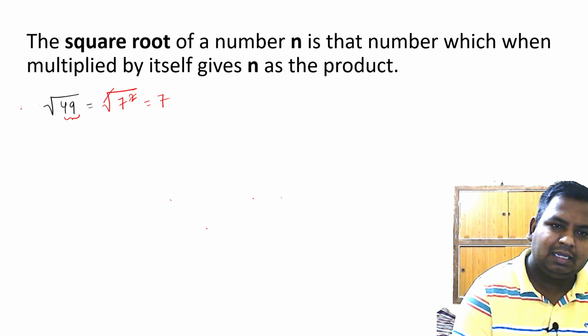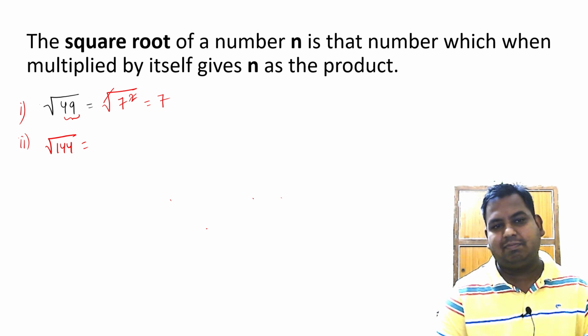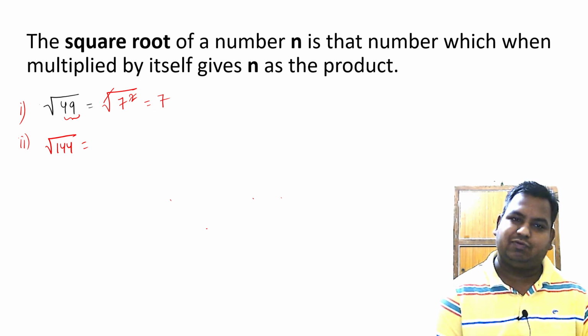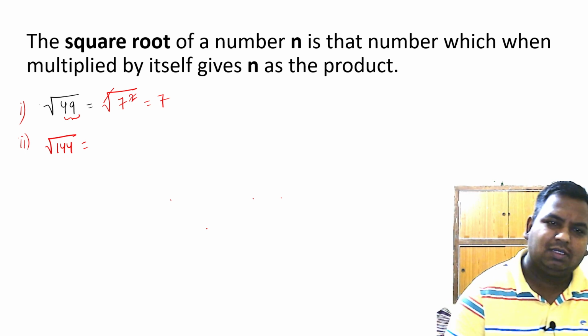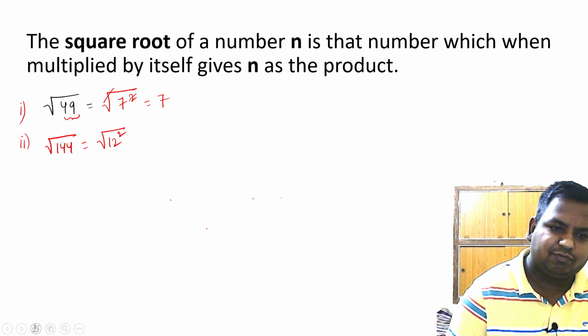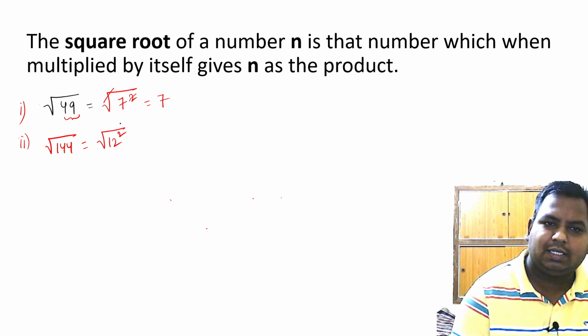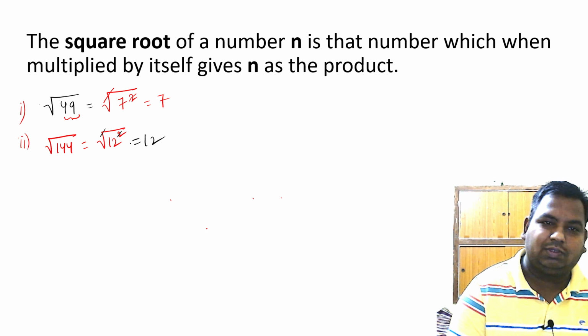For example, I want to find the square root of 144. So what should I do? I should think of a number whose square is 144. 12 square is 144, so the square and square root get cancelled. The answer is 12. Now you may get one doubt.